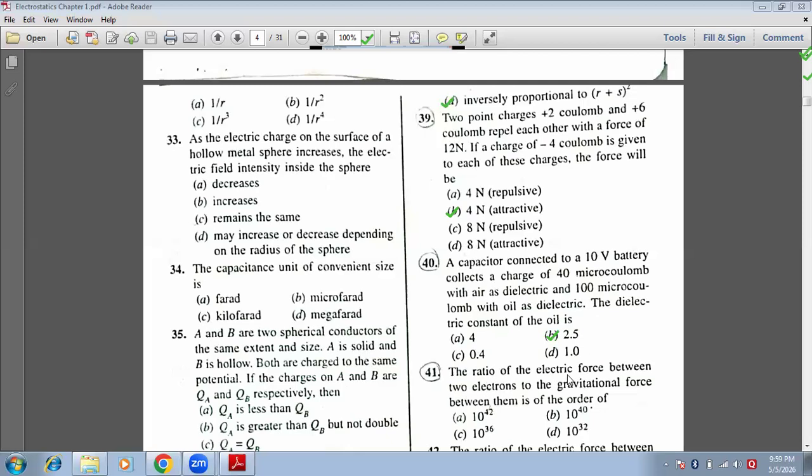The ratio of the electric force between two electrons to the gravitational force between them is of the order of: option A, 10 raised to the power 42; option B, 10 raised to the power 40; option C, 10 raised to the power 36; option D, 10 raised to the power 32. Correct answer, option A, 10 raised to the power 42.